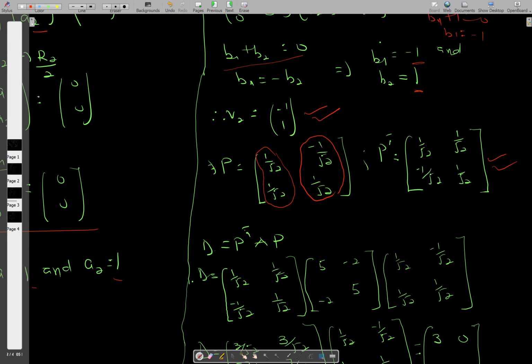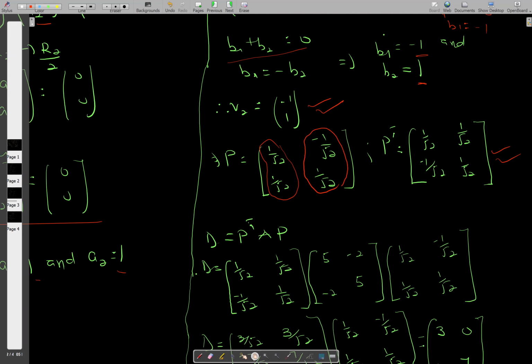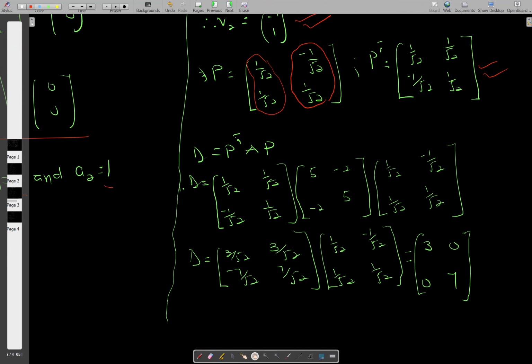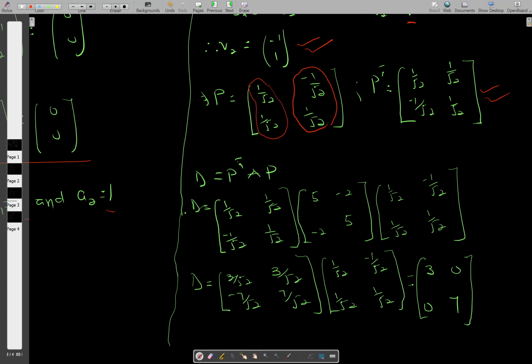Okay, so now let's diagonalize matrix A. The diagonal matrix D is given by P transpose AP. So we have P transpose, we have matrix A, then we have P. When you multiply the first two matrices, you get 1 over root 2 times 5, that's 5 over root 2, minus 2 over root 2, and this is 3 over root 2. 1 over root 2 times minus 2, that's minus 2 over root 2, plus 5 over root 2, that's 3 over root 2.